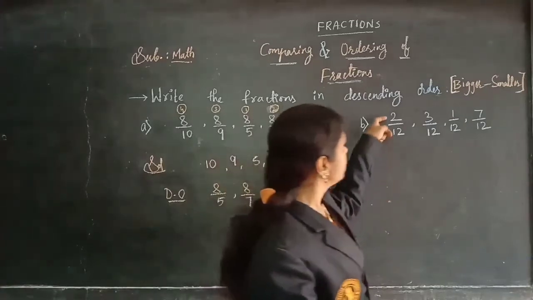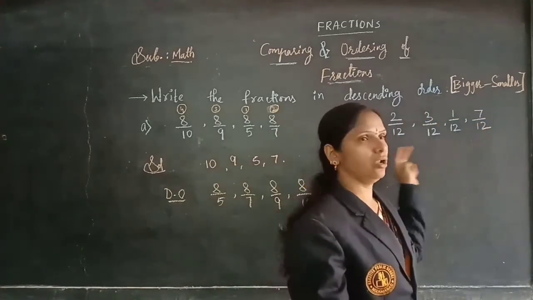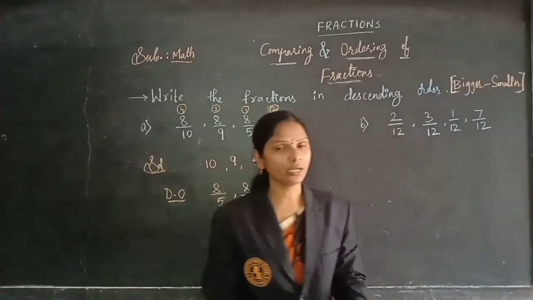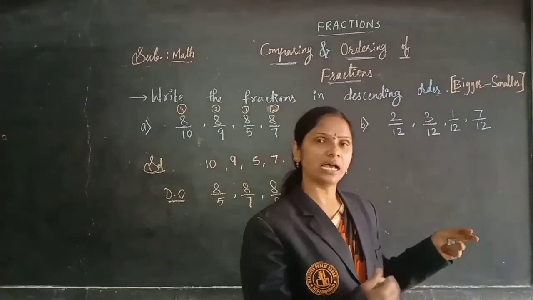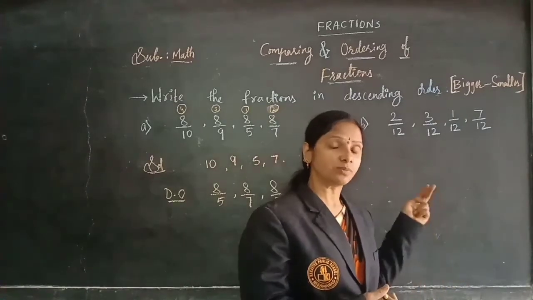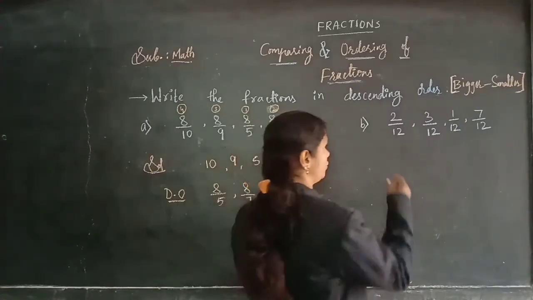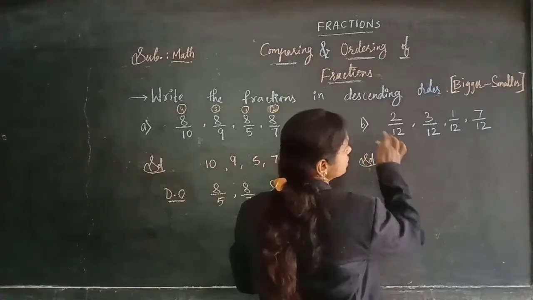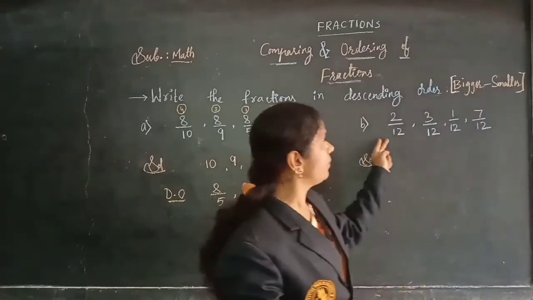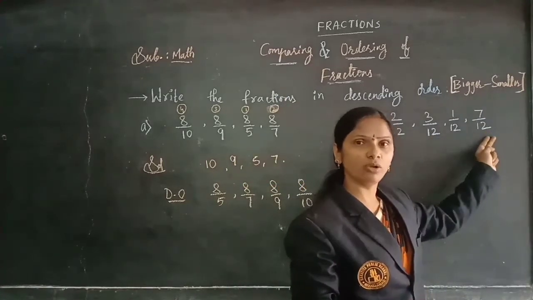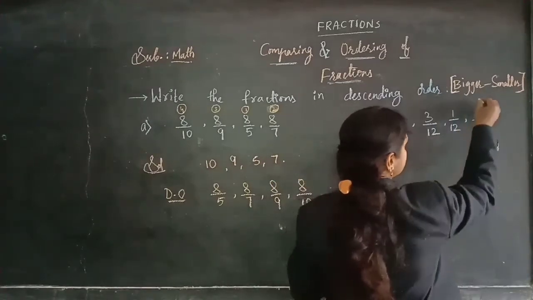Now coming to this problem: 2 by 12, 3 by 12, 1 by 12, 7 by 12. All denominators are the same. If all denominators are the same, these are like fractions, children. For like fractions, the smaller numerator will be the smaller fraction only, and the bigger numerator will be the bigger fraction only. What will be the bigger fraction in this? 7 by 12 only. Why? Because these are like fractions. No changes in like fractions, children.